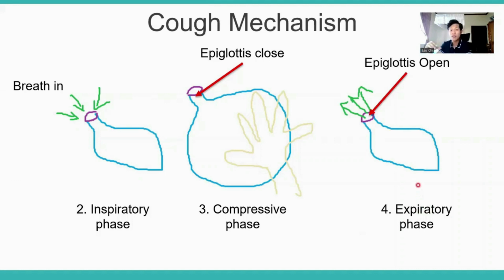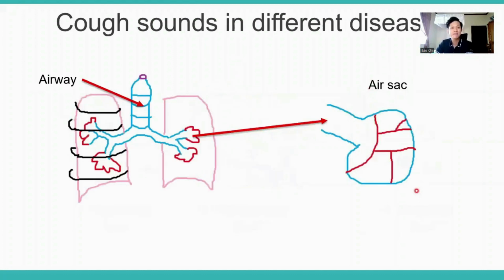The velocity of air can be up to 100 miles per hour. It's faster than a basketball. Okay, that's the cough mechanism.